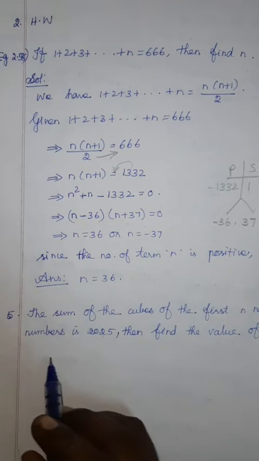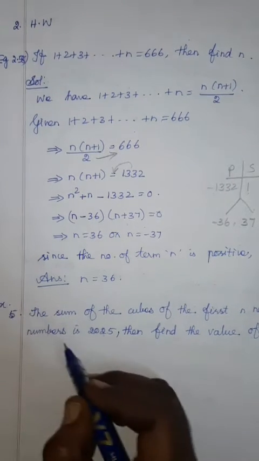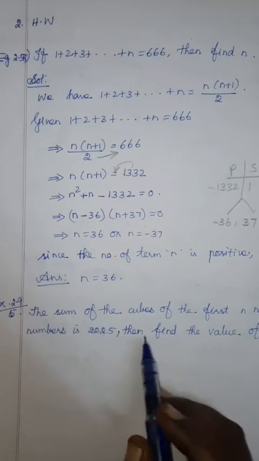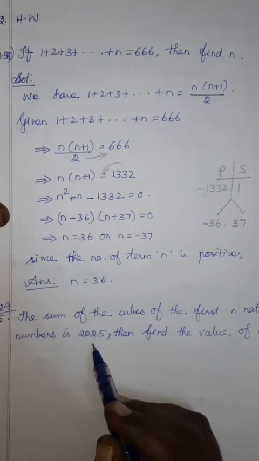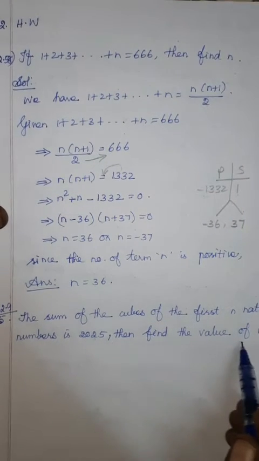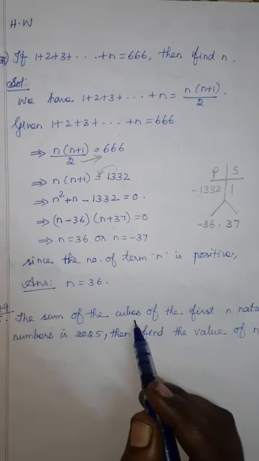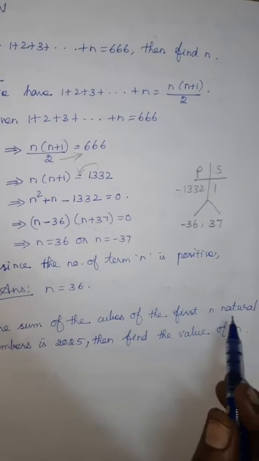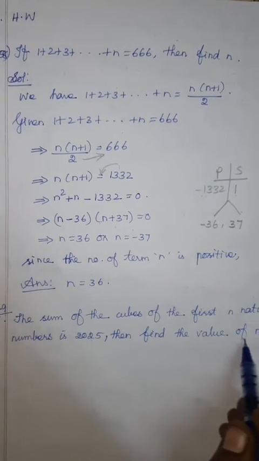Okay, let us continue with the fifth question from exercise 2.9. The sum of the cubes of the first n natural numbers is 2025. Then find the value of n. Okay, sum of the cubes: 1 cube plus 2 cube plus etc. plus n cube equals 2025. Find the value of n.